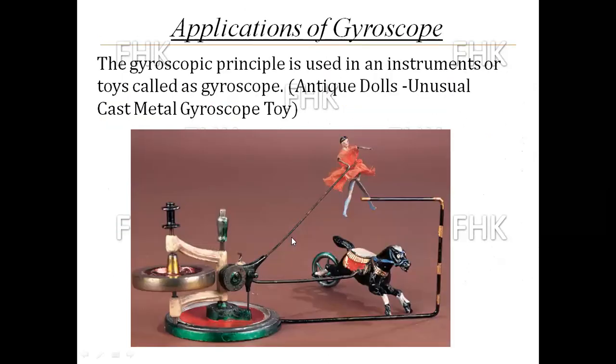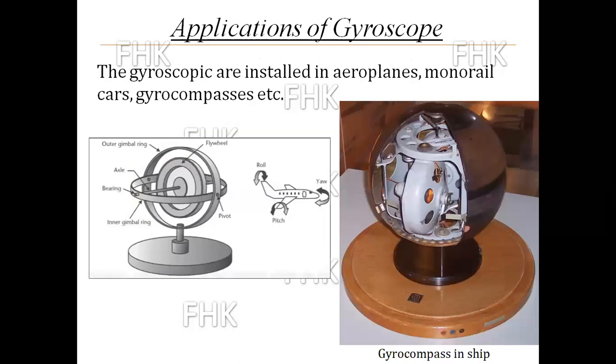Now, see some of the applications of gyroscope which you can see in our daily life. The gyroscope principle is used in instruments or toys called gyroscope. Here you can see an antique doll, unusual cast metal gyroscope toy. The second application, the gyroscopes are installed in aeroplane, monorail cars, gyro compass, etc.